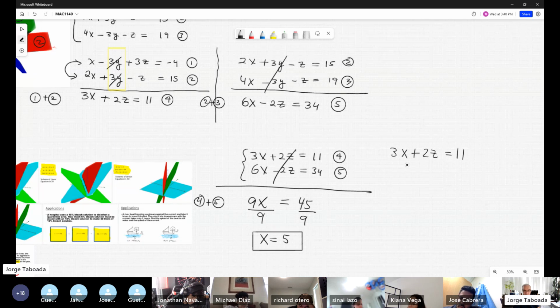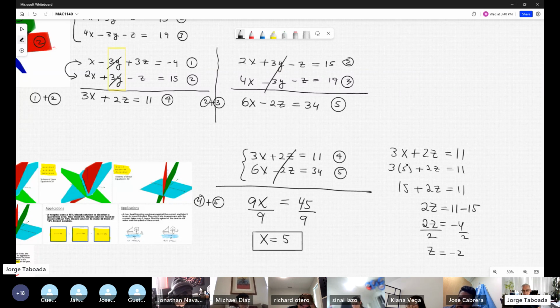You replace x with 5. So 3 times 5 plus 2z equals 11. This is 15 plus 2z equals 11. 2z is equal to 11 minus 15. 2z is equal to minus 4, divided by 2. z is negative 2. Wow, I almost finished.